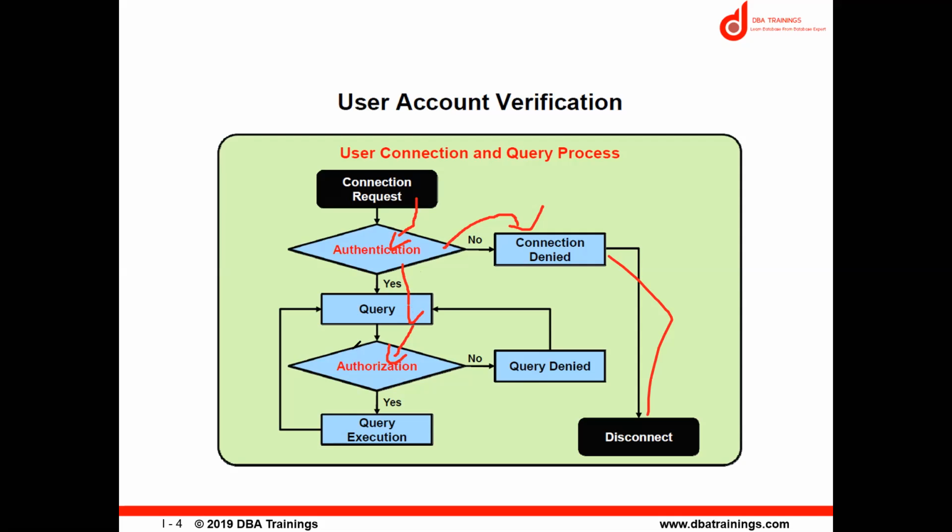Now in the authorization, it will verify which database the user is allowed to connect to. Suppose we have not allowed any database connection, then the query he is trying to run will be denied. But if the authorization finds yes, it is allowed, the query will be executed. This way user verification will happen in MySQL. I hope it is clear to you.